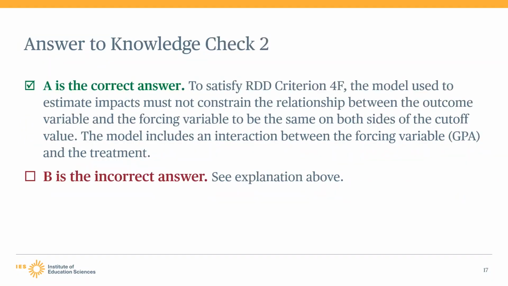A is the correct answer. Based on the information provided, RDD standard 4F is satisfied because the authors have included an interaction between the forcing variable and the treatment, allowing the relationship to vary on either side of the cutoff. Without the interaction term between the program participation indicator and the forcing variable, the study would not satisfy criterion F of the functional form and bandwidth standard.